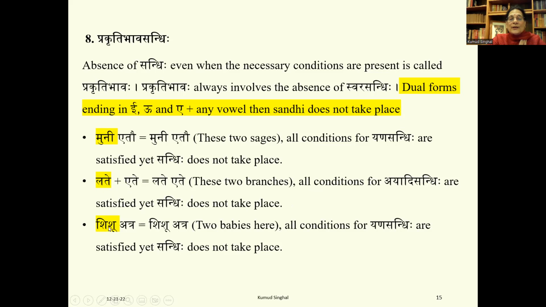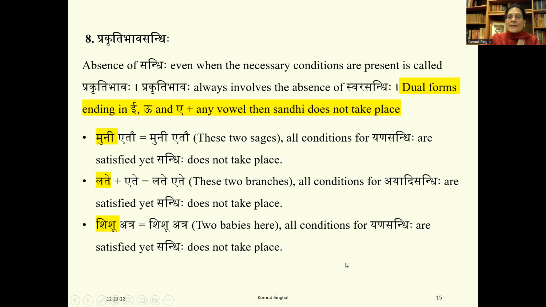Shishu atra, pratipadikam is shishu, baby. Shishu is two babies, and again, it is a dual form followed by a vowel a, so sandhi does not happen. So again, yan sandhi should have happened here, u followed by a dissimilar vowel a, but sandhi does not happen. So one has to be careful if you are doing sandhis when the dual forms are involved.